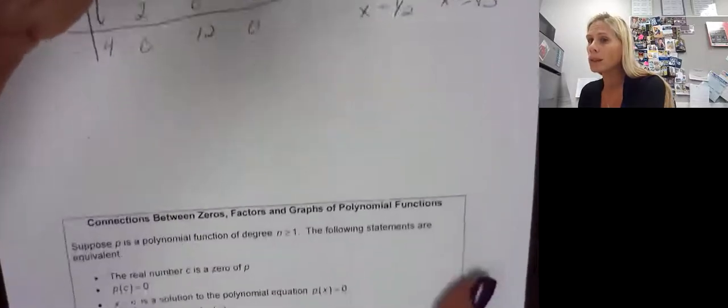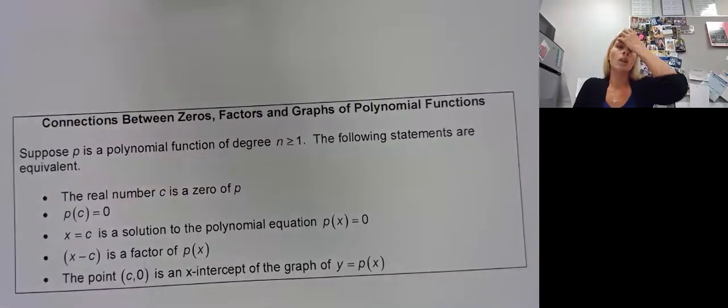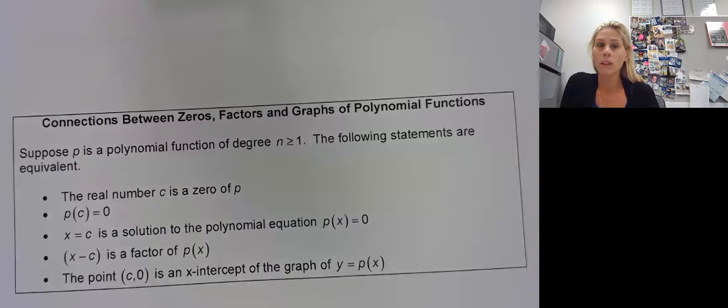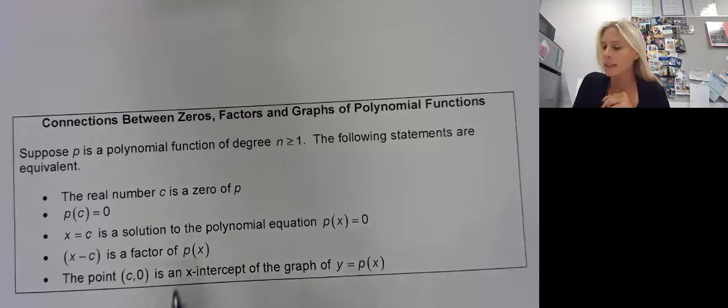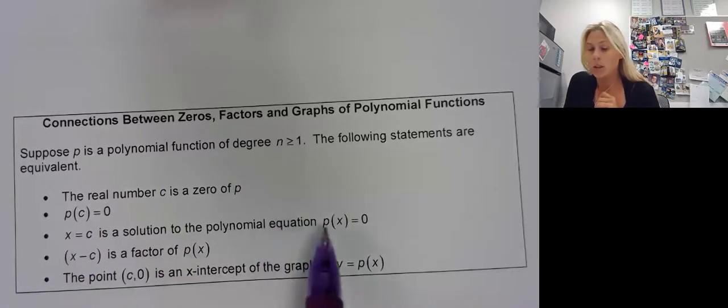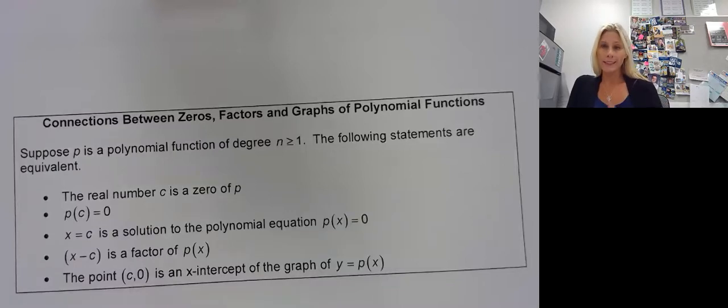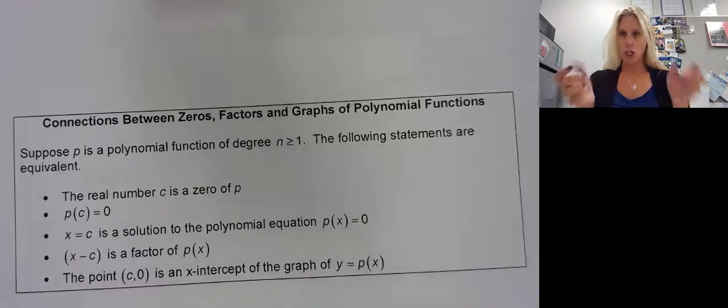We're going to do a lot more with synthetic division, so make sure you get some practice. So here are some connections. Suppose p is a polynomial function of degree n, where n is greater than or equal to 1. We have the following statements are equivalent. The real number c is a 0 of p. That means p of c equals 0. x equals c is a solution, where when we plug it in, it equals 0. x minus c is a factor, and the point (c, 0) is an x-intercept. So all of these things, zeros and x-intercepts, interchange.